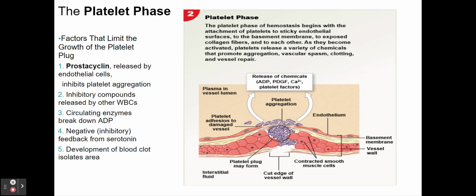Several key factors limit the growth of the platelet plug. 1. Prostacyclin, which is a prostaglandin that inhibits platelet aggregation and is released by endothelial cells. 2. Inhibitory compounds released by white blood cells entering the area. 3. Circulating plasma enzymes that break down ADP near the plug. And 4. Compounds that, when abundant, inhibit plug formation, for example, serotonin, which at high concentration blocks the action of ADP. And 5, the development of a blood clot, which reinforces the platelet plug but isolates it from the general circulation.